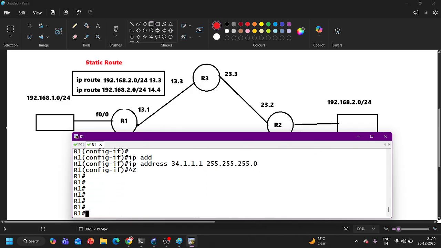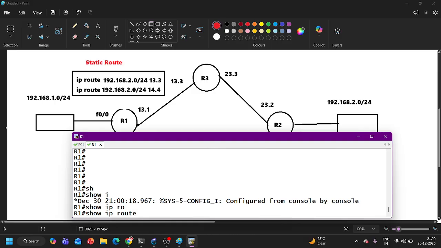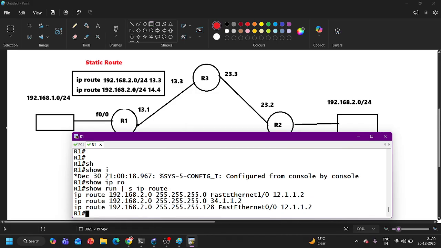See, I have configured two static routes for the same subnet. Let me show you the running config. So, run a section IP route. What I did here, you can see the same command is running twice. This is not the same command.